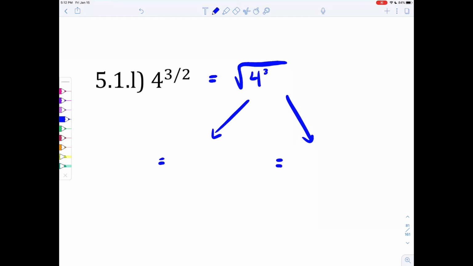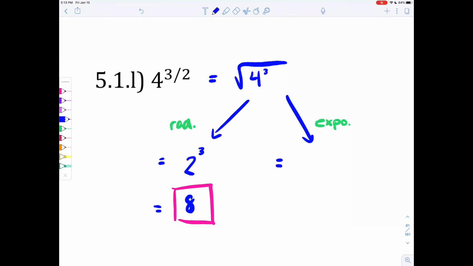And if I'm taking care of, let's say I'll do the radical first here, and then I'll do the exponent first in this case. So if we're taking care of the radical first, what's the square root of 4? Well, the square root of 4 is just 2. And I still have my exponent, so 2 cubed. And 2 cubed, well, that's just 8. So I can say that 4 to the power of 3/2 is just 8.